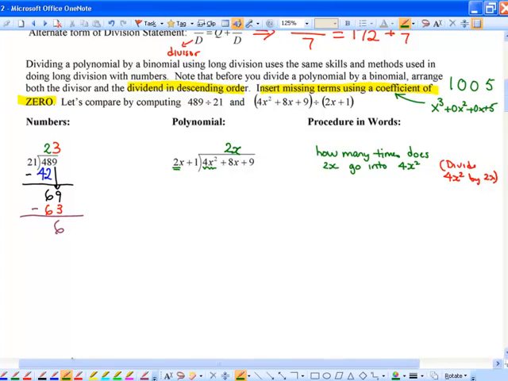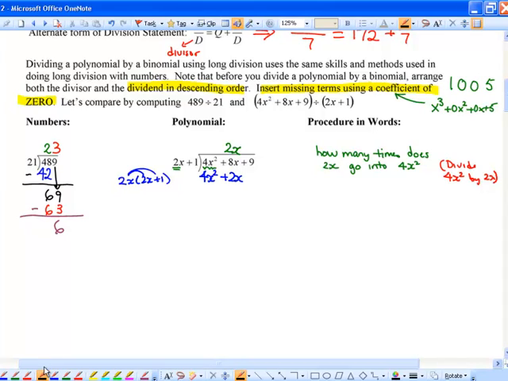Okay, now what's the next step we did? How do we get that 42 over here with the numbers? We did 2 times 21. So guess what we do over here? Yeah, you're right. I'll do this on the side, we do 2x times 2x plus 1. So 2x times 2x is 4x squared, and that's great. So that matches up with the 4x squared. 2x times 1 is 2x, and we put it underneath.